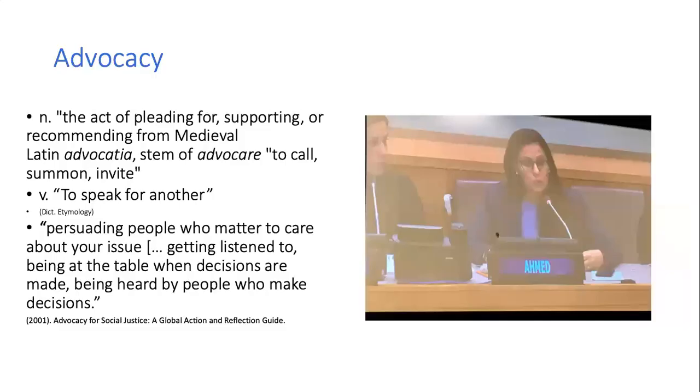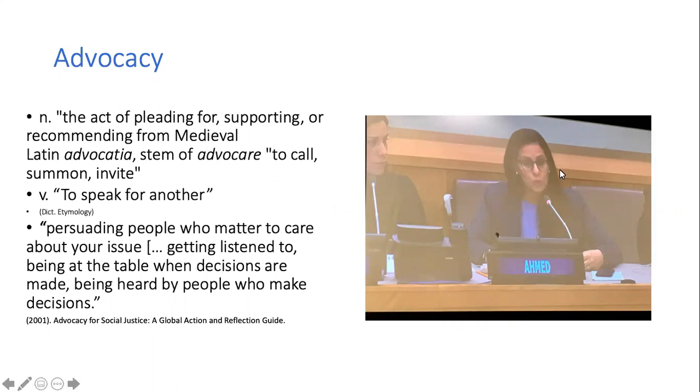So advocacy is the act of pleading for, supporting, or recommending, from medieval Latin advocatia, the stem of advocare. You can hear that voc, which means to call, summon, or invite. The verb is to speak for another, from the Dictionary of Etymology. And a more modern definition from Advocacy for Social Justice is persuading people who matter to care about your issue, getting listened to, being at the table when decisions are made, being heard by people who make decisions.